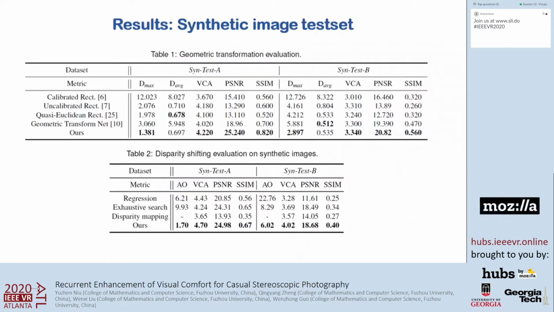For experiments, we randomly transform images from a stereo image dataset to produce low-quality stereoscopic images as synthetic images. Based on these synthetic images, we evaluate our method in 2 separate tasks: geometric transformation and disparity shifting. In Table 1, we compare against image rectification methods, including a deep learning-based method. In Table 2, we compare with regression, exhaustive search, and disparity mapping methods.